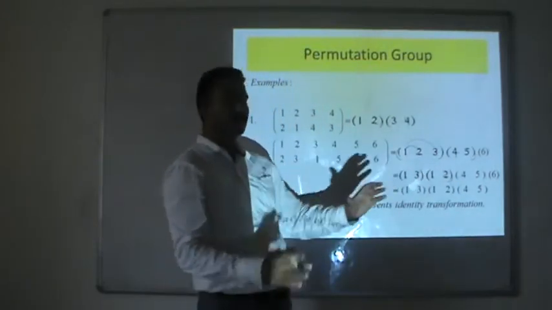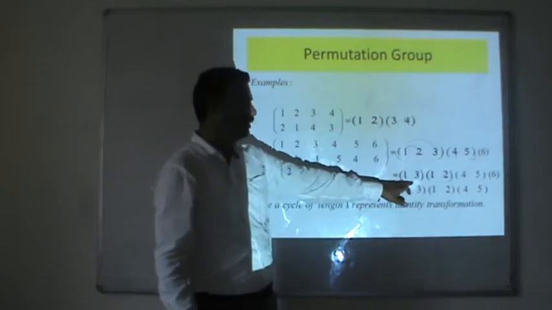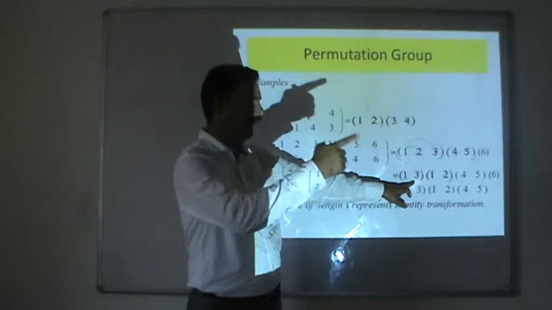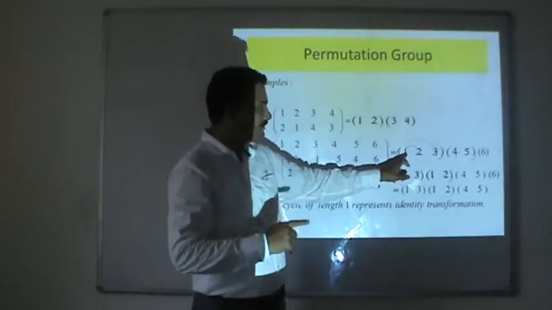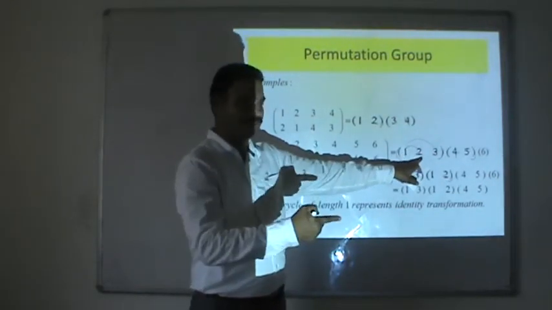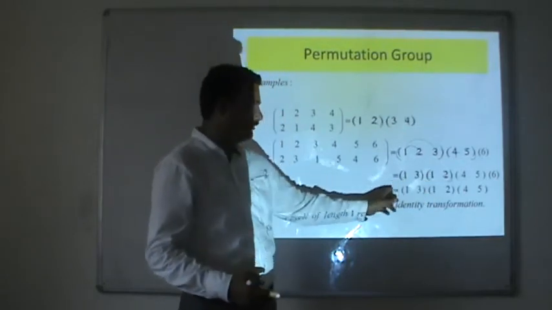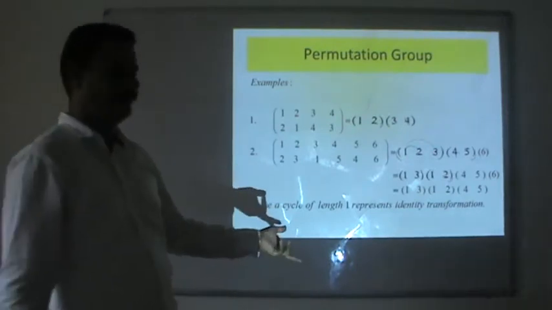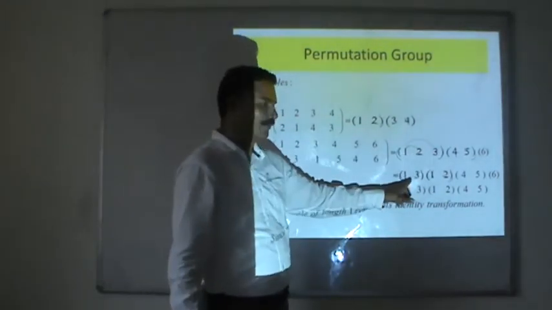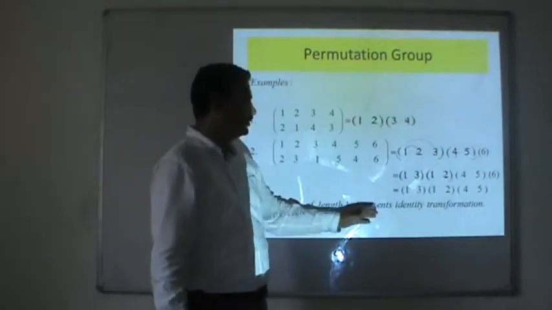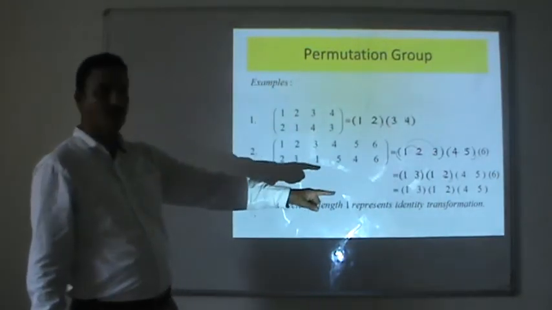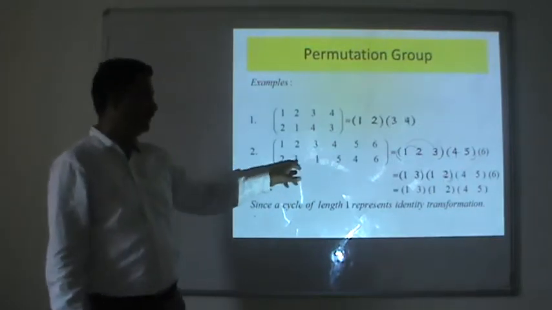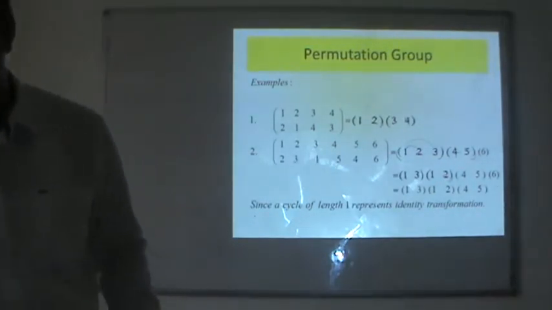In this manner, we break any cycle into transpositions: first we write the first element with the last, and secondly, the first element with the second last element. So (1 3)(1 2). But we cannot write (1 2)(1 3) because permutation multiplication is not commutative. So it must be in this particular order, (1 3)(1 2). So finally, we get (1 3)(1 2)(4 5). These are the three transpositions when we factorize this permutation.